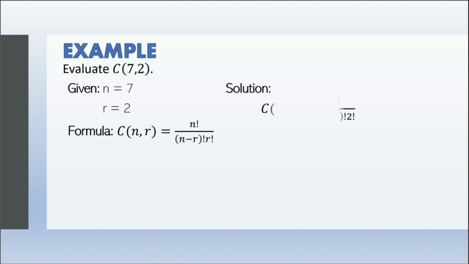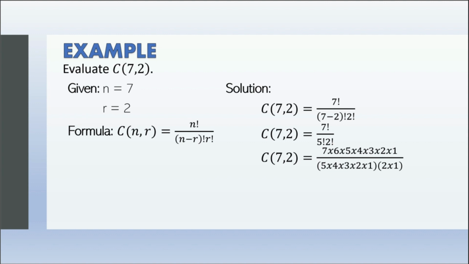Now, substituting the values of n and r to the formula, we have 7 factorial over the quantity 7 minus 2 factorial multiplied to 2 factorial. 7 minus 2 is equal to 5. Then 7 factorial means 7 times 6 times 5 times 4 times 3 times 2 times 1. And 5 factorial is equal to 5 times 4 times 3 times 2 times 1. And 2 factorial is equal to 2 times 1.